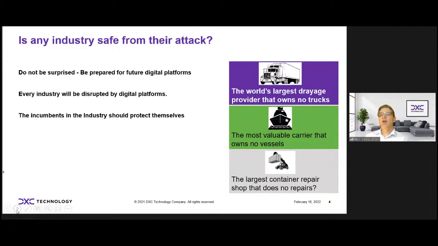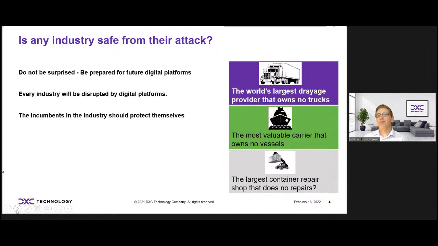So to mitigate this, the incumbents in global trade must find ways to work together to control the digitization of the global trade ecosystem if they want to avoid a digital platform becoming the new industry leader, monopolizing the digital interactions within global trade. Next slide, please.